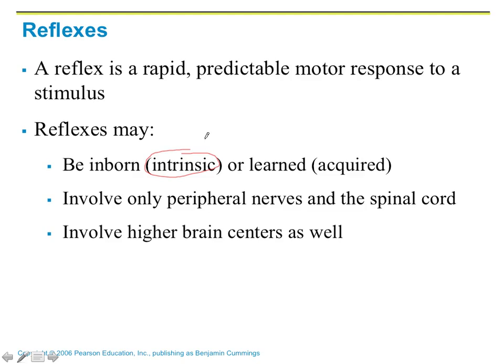However, most of the reflexes we get after we are born. Those are called acquired reflexes, also called learned reflexes. We get these reflexes when we recognize our environment, when we learn from our environment. The reflexes need the structures of the peripheral nerves and the spinal cord.